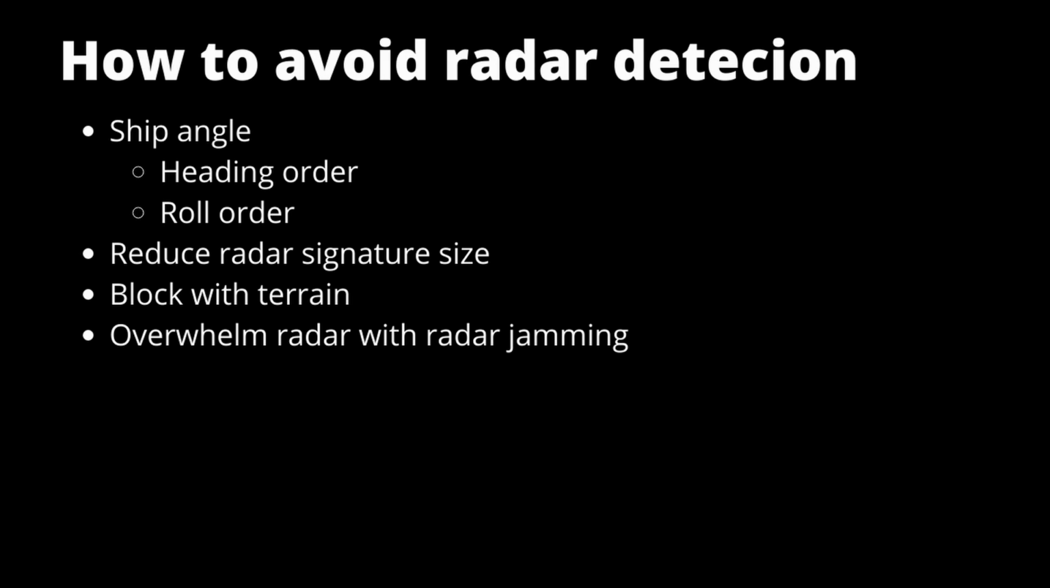We can also further reduce our radar cross-section within the game by turning off our communications as well as our radar, and this will evenly reduce the radar cross-section signature size. An oldie but a goodie, we can always block with terrain. Radar can't go through any of the terrain within the game, so you're able to break a lock by moving behind terrain, or you're able to disappear from an enemy sensor network as long as nothing else can see you if you move behind terrain.